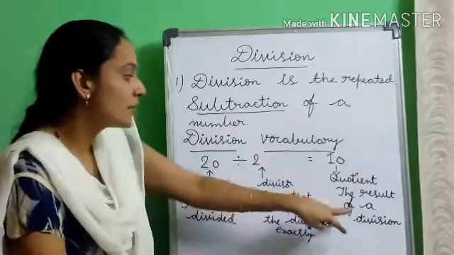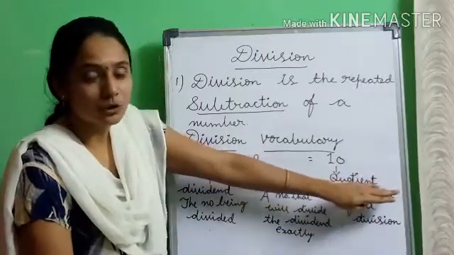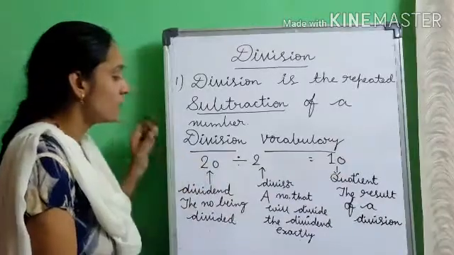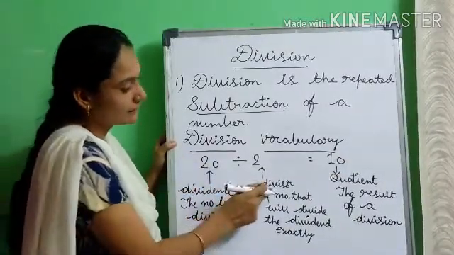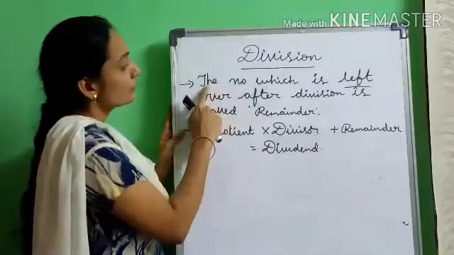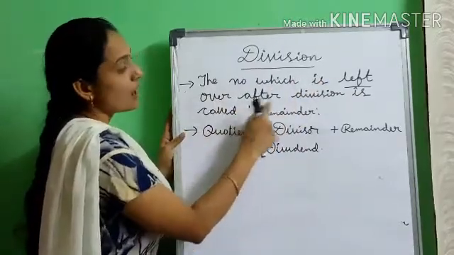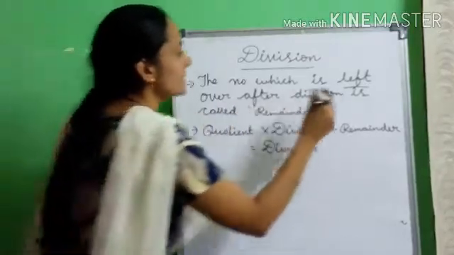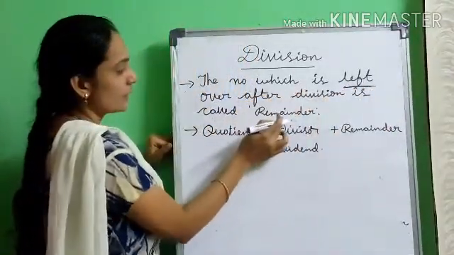What is called quotient? The result of a division is called quotient. So, the terms used in division are dividend, divisor, quotient and remainder. What is remainder? The number which is left over after division is called remainder.